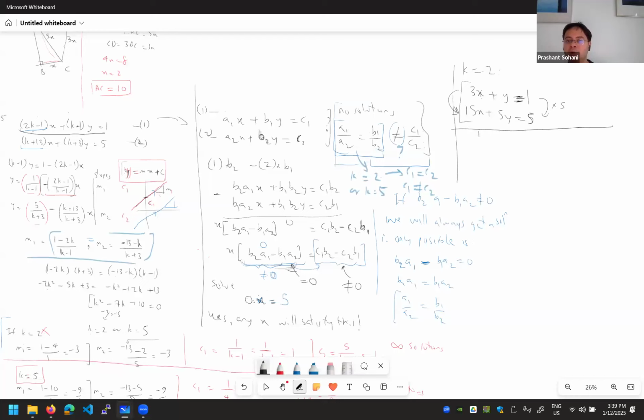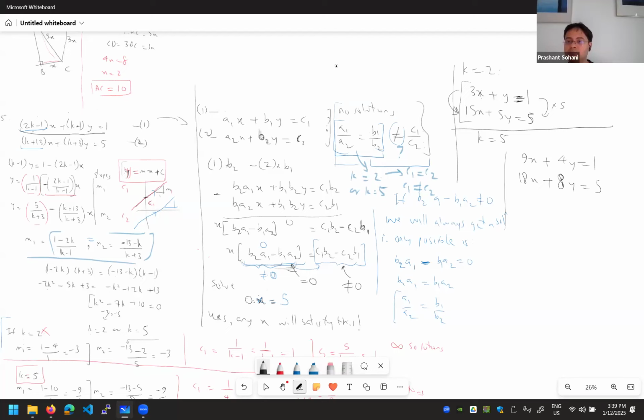On the other hand, when I put k is equal to 5, now what are the two equations? My first equation becomes 2k minus 1, which is 9x plus 4y is equal to 1. And what is my second equation? 18x plus 8y is equal to 5.